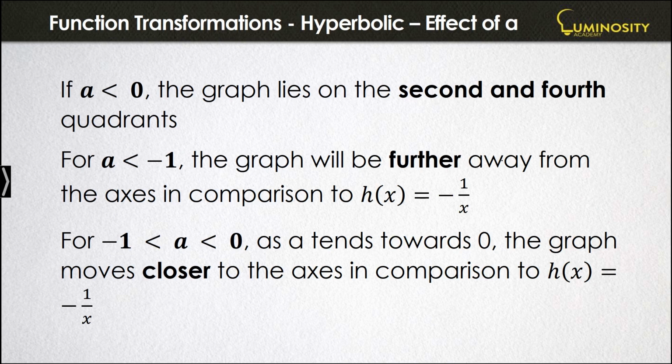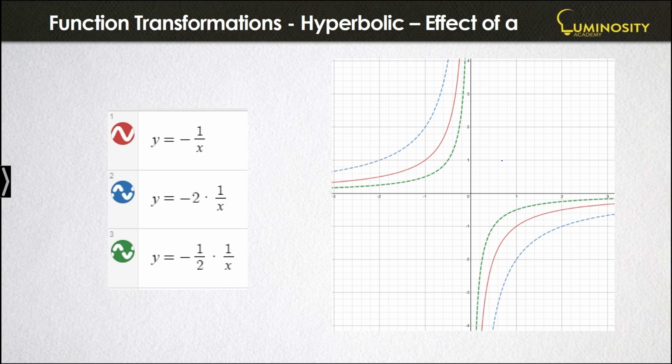Now, what happens when a is negative? So this will make sure that our graph lies on the second and fourth quadrants. And when a is less than -1, it's going to be further away from the axes in comparison to our baseline equation for this, which would be h of x equals -1 over x. And when a is between 0 and -1, as it tends towards 0, the graph will move closer to the axes in comparison to our baseline of h of x equals -1 over x. So this is what this looks like here.